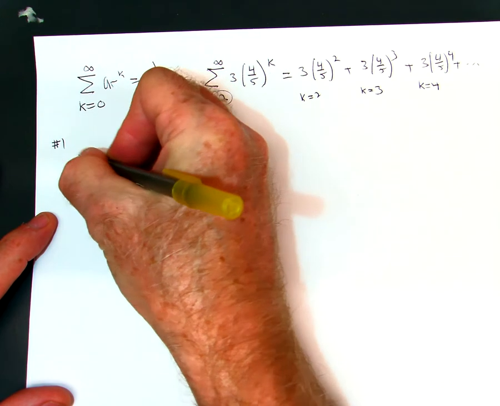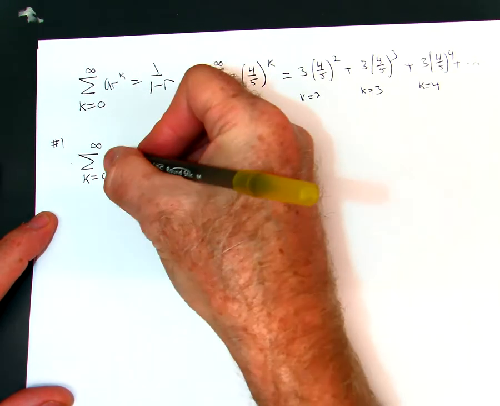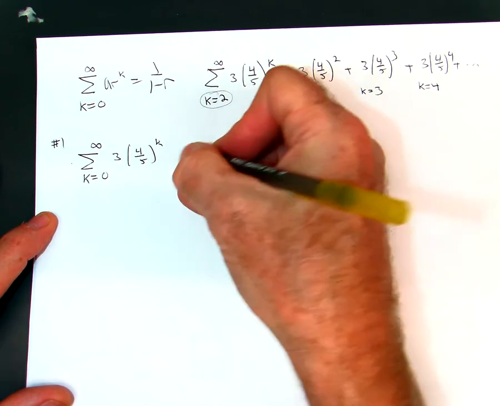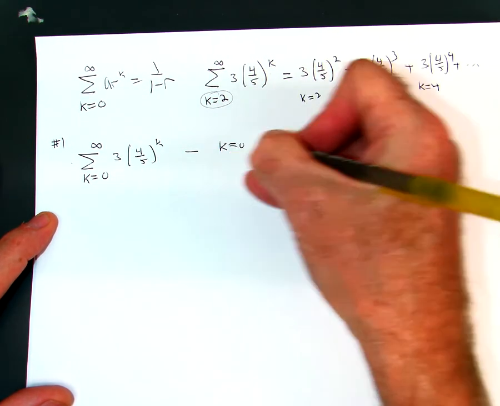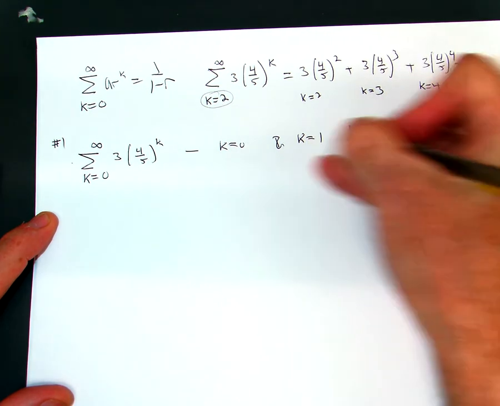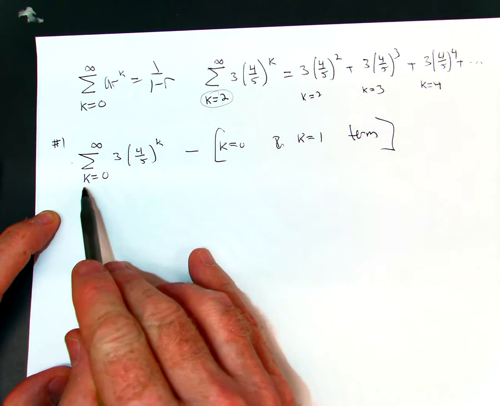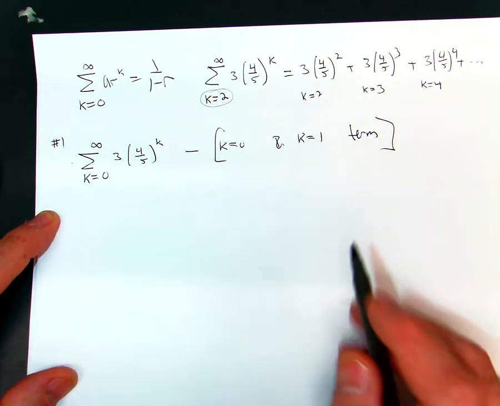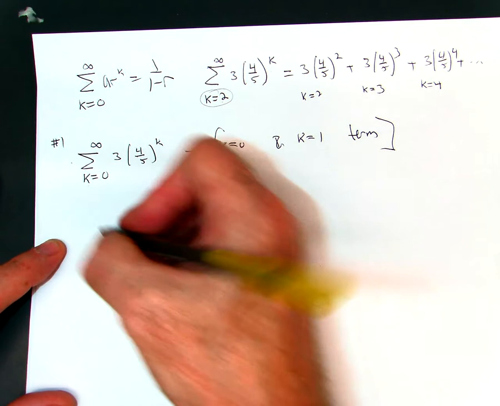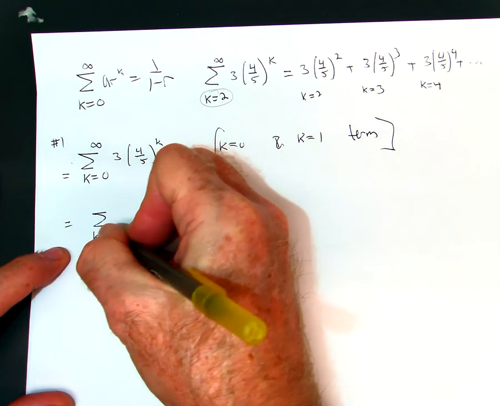I'm going to write it this way. This is going to be equal to the full geometric series minus the k equals 0 and k equals 1 terms. Right? If I start at 2, that's the same as starting at 0 and subtracting off the first 2. So what this will do, this will allow me to use this one. So I'll continue. Don't do anything to this one yet, but I will in a sec.